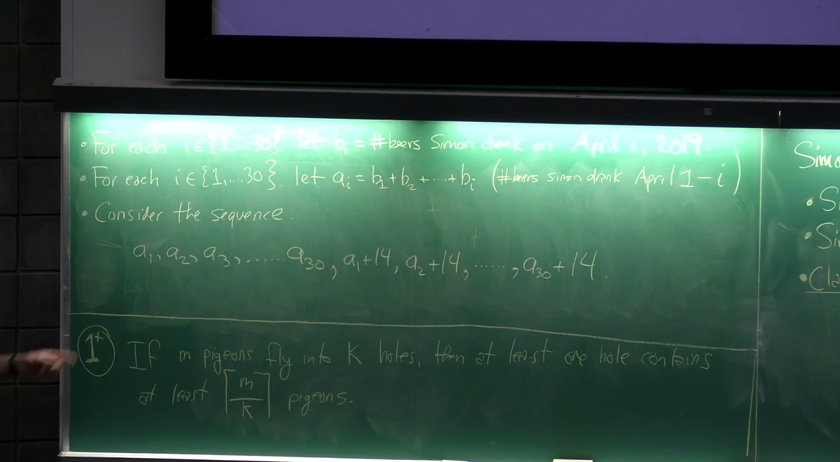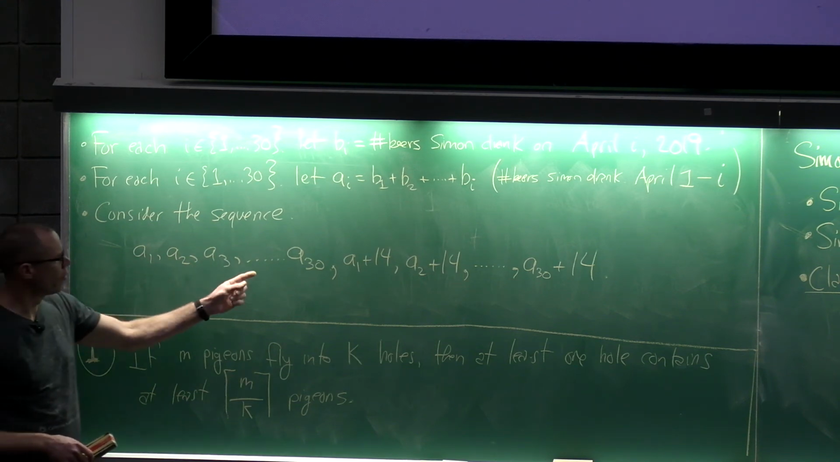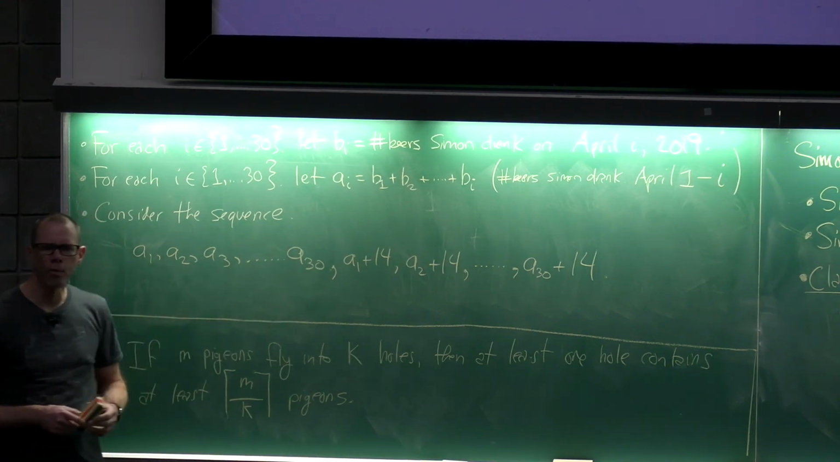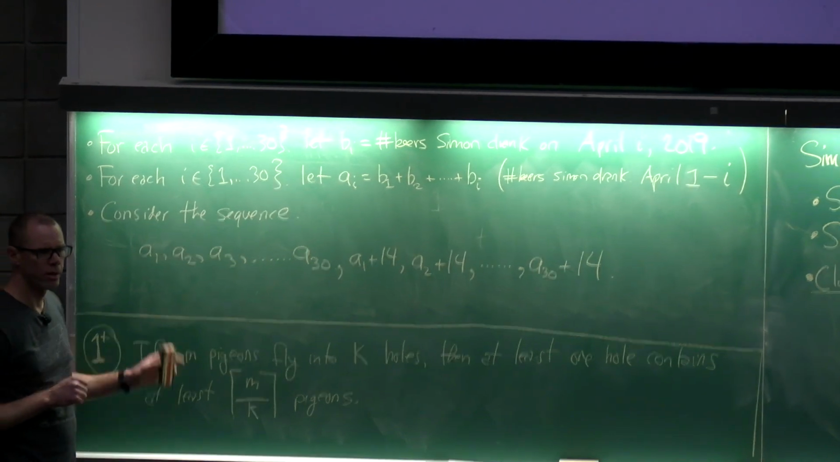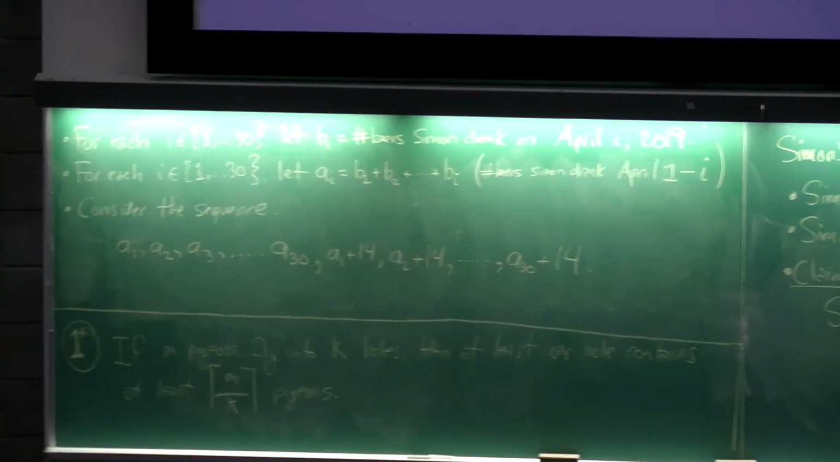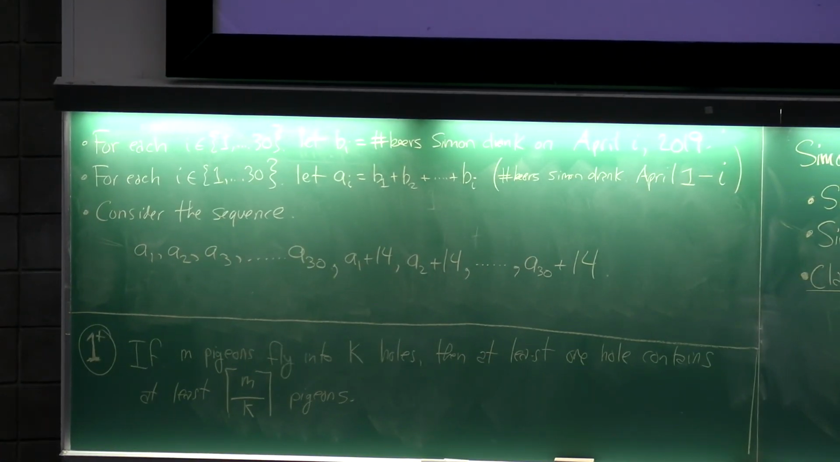because each of these things counts some number of beers that Simon drank, and when Simon opens a bottle, he finishes it. So there's no partial bottles here. Remember, this is about Simon's drinking problem. Okay?